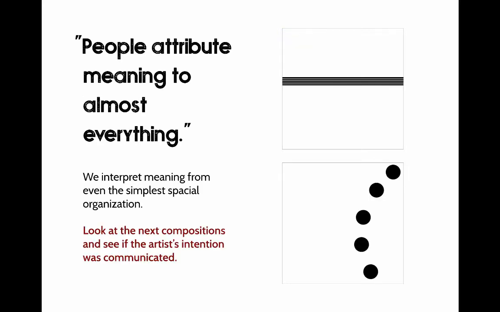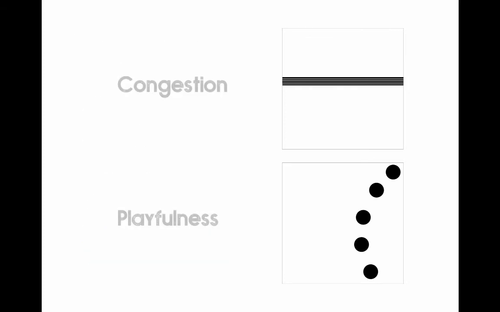And then it's important to understand that whenever people look at artwork, no matter how simple it is, people will attribute meaning to almost everything. And we interpret meaning from even the simplest spatial organization. If you take a look at some of these, you can try to see, before the slide advances, if the artist's intention was communicated, right? Because people had some words, and then they made decisions about how to arrange the lines to convey that meaning. Let's look at these, right?